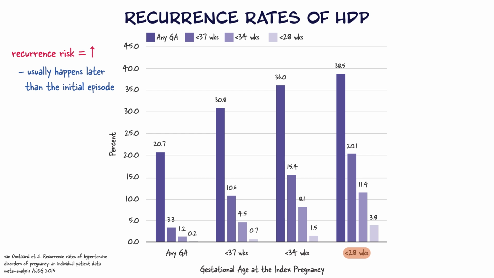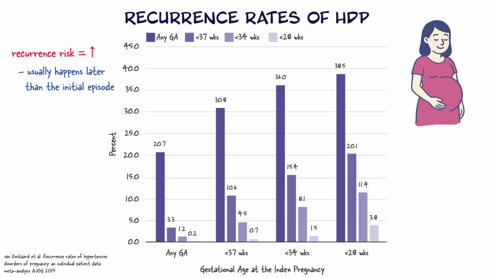For example, if a woman develops preeclampsia and delivers before 28 weeks gestation, her risk of preeclampsia in a future pregnancy is around 40%. However, there is only approximately a 4% risk of delivering before 28 weeks in a subsequent pregnancy. This data can be reassuring for women who are considering a second pregnancy but have had such a severe early onset preeclampsia episode.